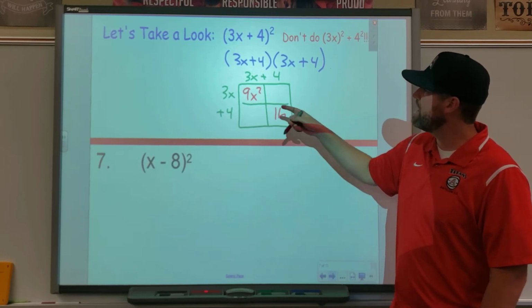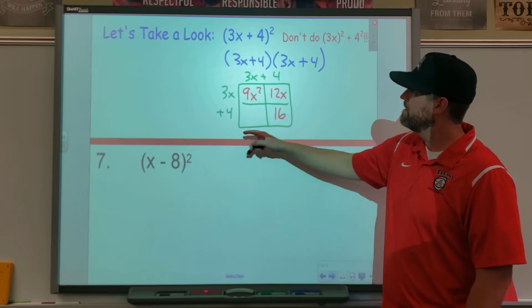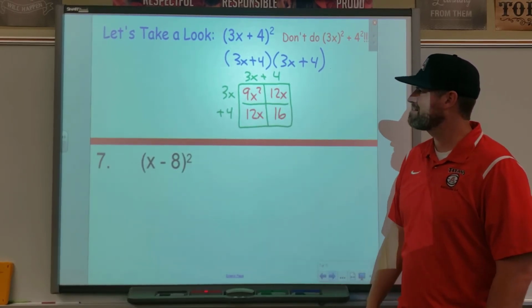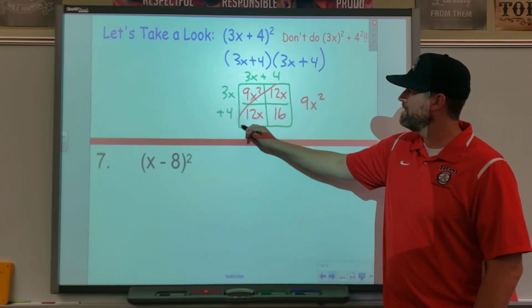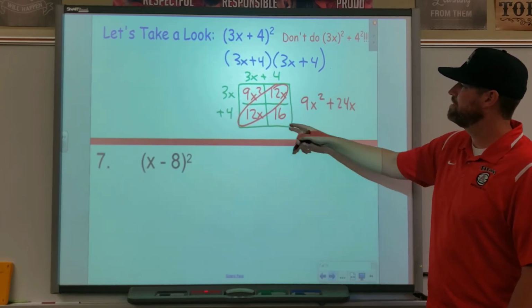But if we didn't write it out, we might forget to do 3x times 4, which will give us 12x. And then this other 3x times 4, which gives us 12 more x. And we end up with 9x squared plus 24x. We almost left that out. Plus 16.